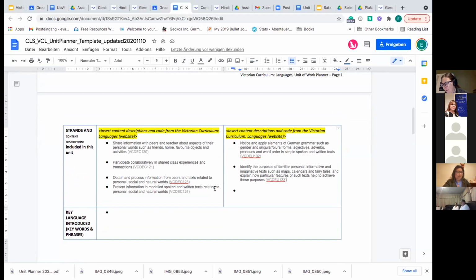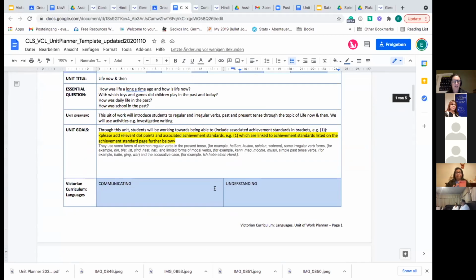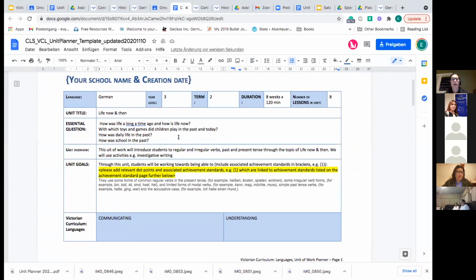There's a question: how does the essential question section work here? Are the students expected to answer these questions in the end? If that is the case, is this the section for learning outcomes? So the essential question is more or less, what is your inquiry with this topic? So life now and then, what do you want to know about it? What are you curious about?